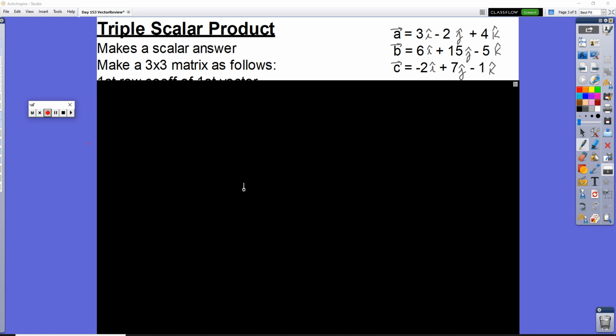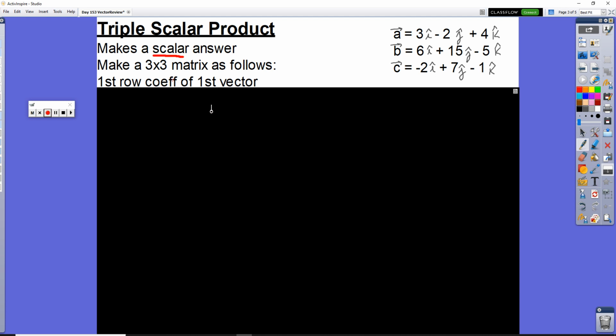So the next kind of multiplication that we're going to take a look at is what's called the triple scalar product. You're going to need 3 vectors for this. So we've got vectors A, B, C over here. You need 3 vectors, and it makes a scalar answer. So the answer to this should just be a number. No i's, j's, k's, no direction, just a number. You're going to make a 3 by 3 matrix as follows.